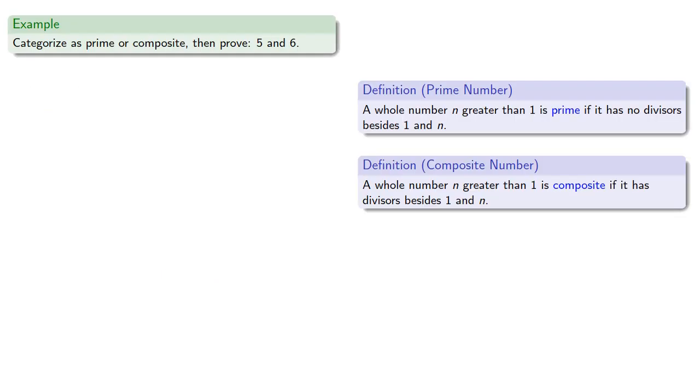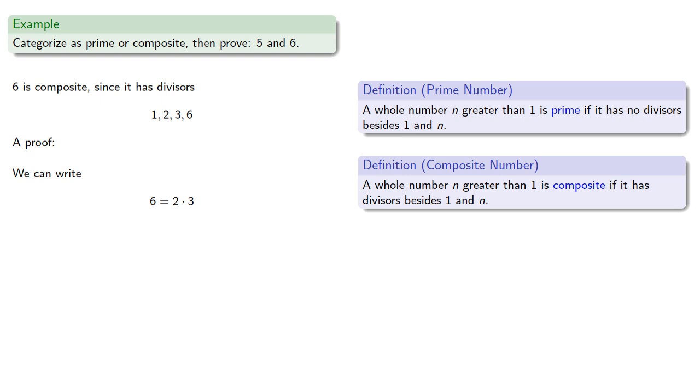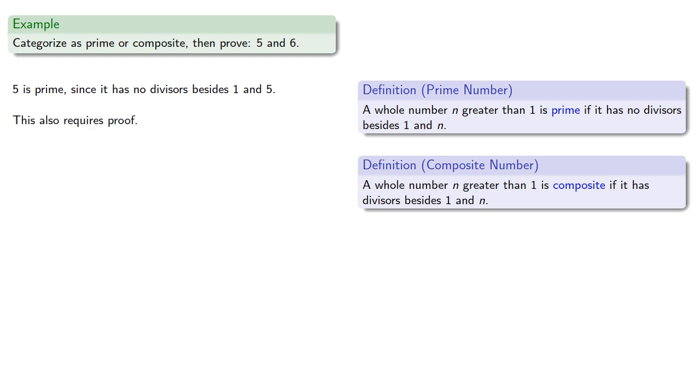For example, we can categorize numbers as prime or composite, then, importantly, prove it. 6 is composite, since it has divisors 1, 2, 3, and 6. And as a proof, we can write 6 as a product, 2 times 3, and so 2 divides 6, and 3 divides 6. Meanwhile, 5 is prime since it has no divisors besides 1 and 5. And this does actually require proof. We need to show that 2 doesn't divide 5, 3 doesn't divide 5, and 4 doesn't divide 5.